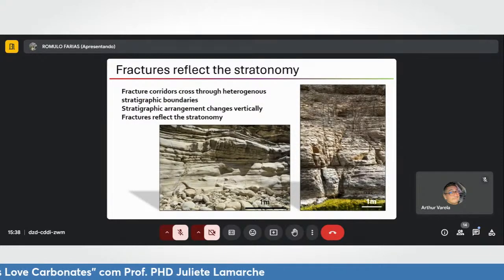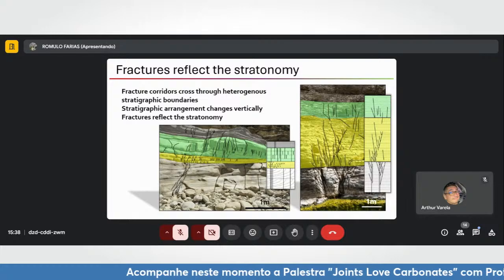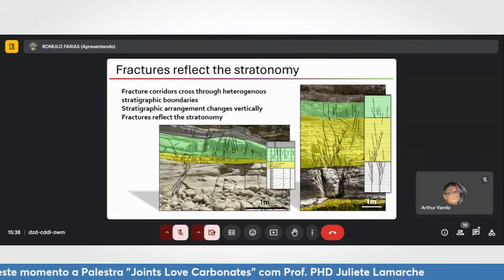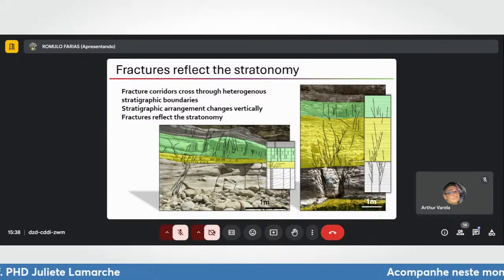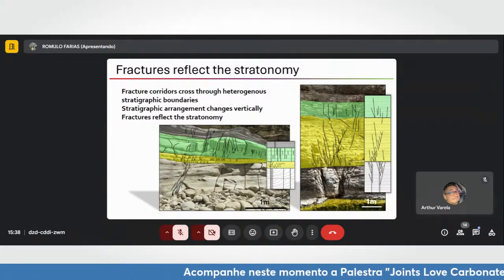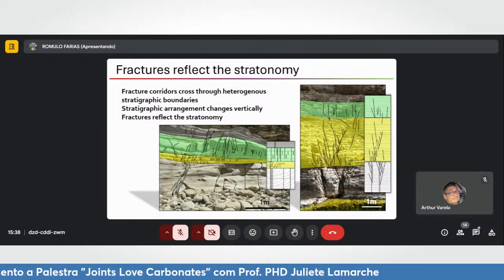So we can deduce that the corridors reflect the stratonomy. Depending on the type of laminations or bedding, thin, thick, oblique, we have a different shape of the corridor. Or here we have a kind of tree shape, and the tree starts at each bedding interface. So the fracture corridors cross through heterogeneous stratigraphic boundaries, and the stratigraphic arrangement changes vertically, and the fracture corridors reflect the stratonomy.